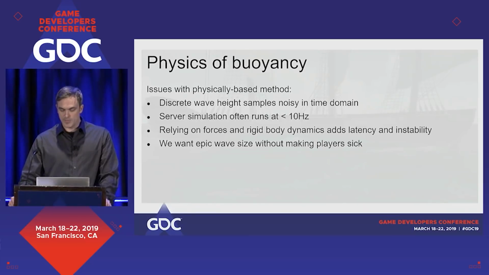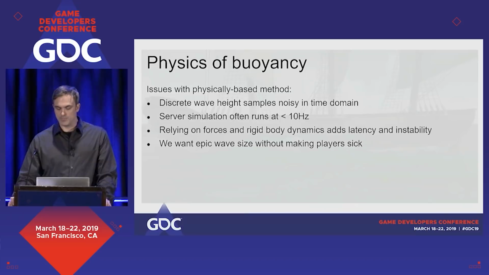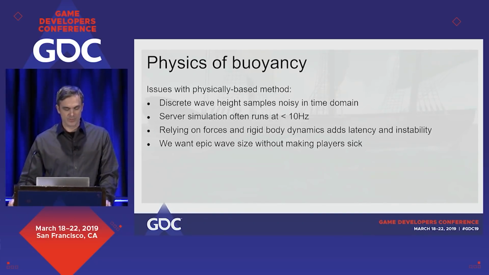So we came across some issues when just using pure physics simulation. One of the main things we found was that the discrete wave height samples can be quite noisy. And this is because we're just sampling an instantaneous location at an instantaneous time. So our wave simulation doesn't allow us to integrate over time or space. So ultimately, we're not able to take enough samples fast enough, especially for server simulation, which can run quite slow.